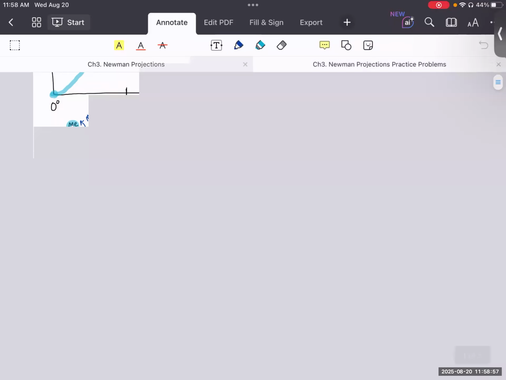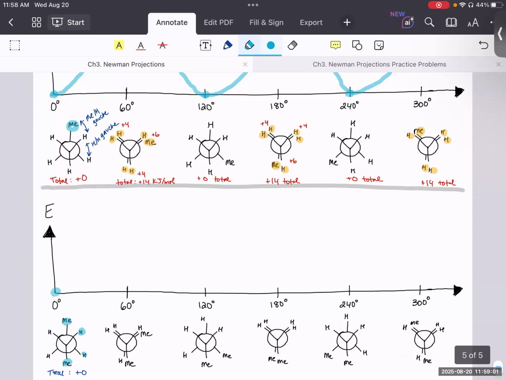Oops, I switched over to those practice questions. So we're going to start off with 0 for that first one. And this one is 0 because those methyl groups are opposite each other. They're not next to each other, so there's no interactions that we would have to consider for methyl-methyl.